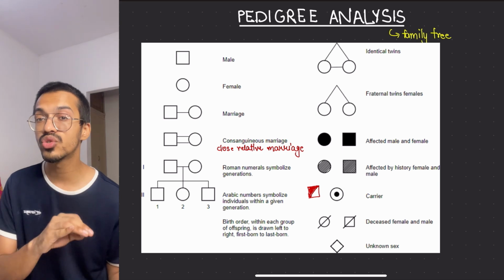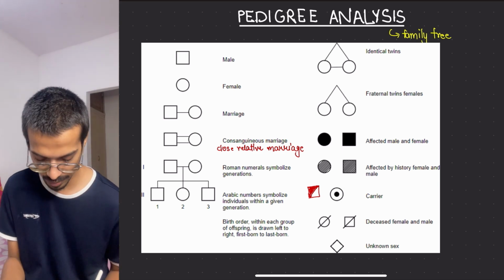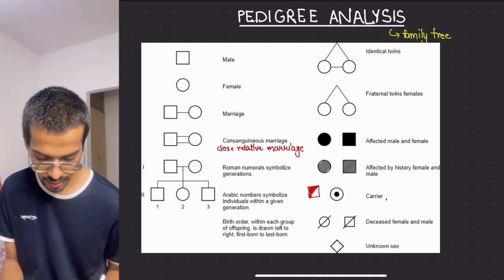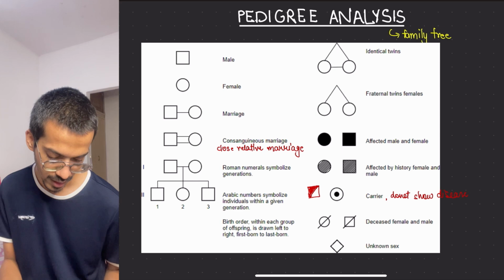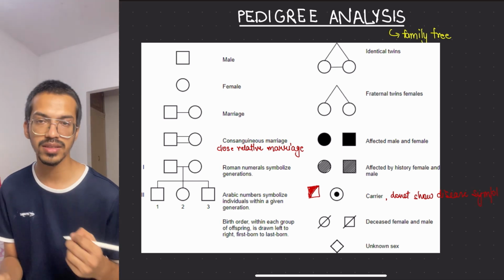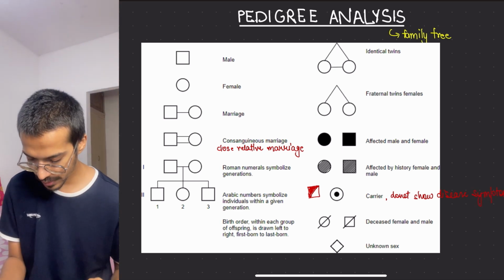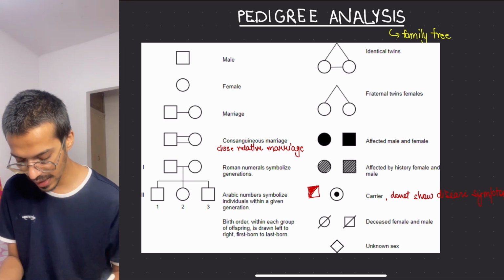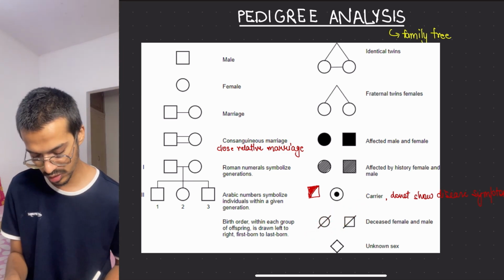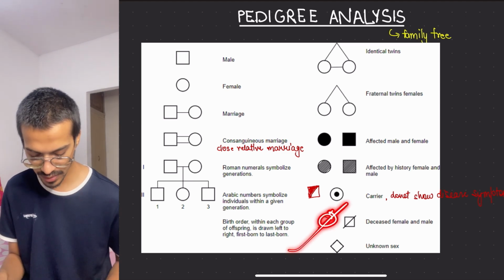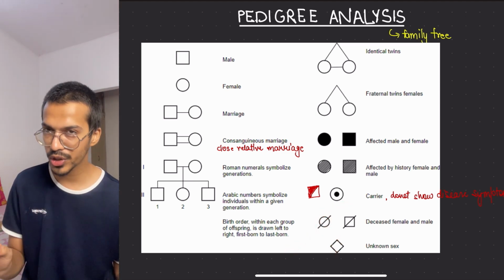The carriers don't show the effects. Remember, they do not show disease symptoms. They are just the carrier of the disease. Next is what? If we make something and we cross it, cut it, it means they have died. So took birth but died. And this is sex unspecified, we have already known it.